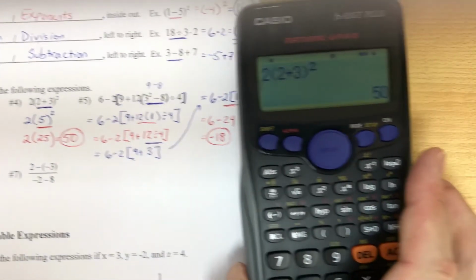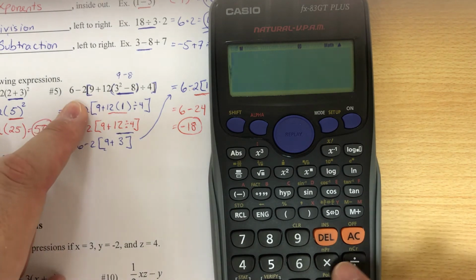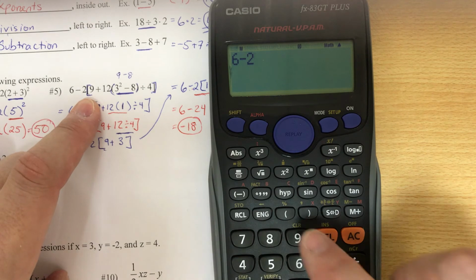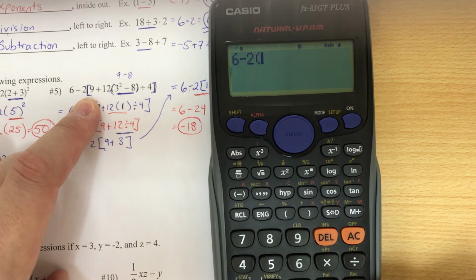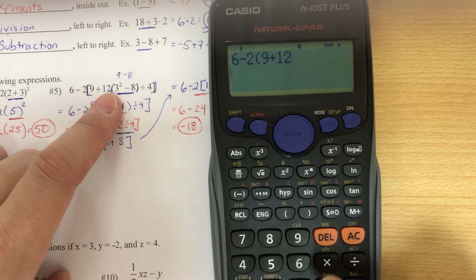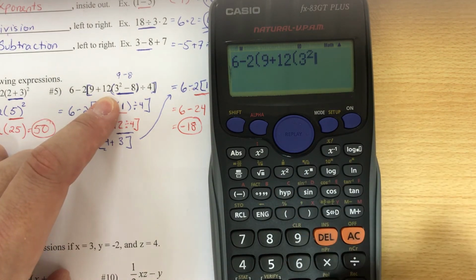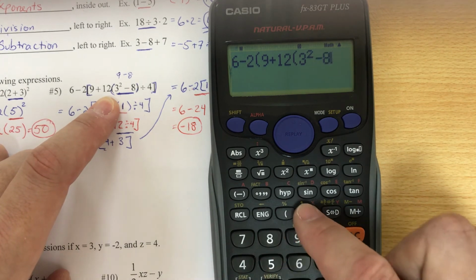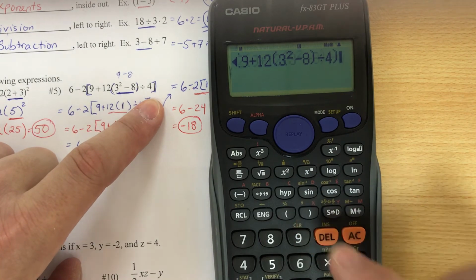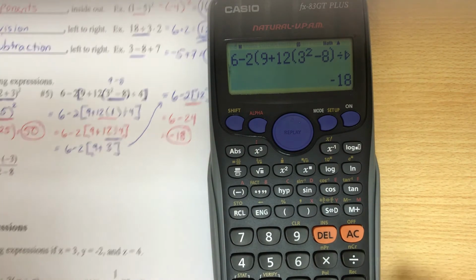Now I'm going to check that. And the nice thing, depending on your calculator, is in this case, I can just type everything the way I see it. I'm going to use just regular parentheses for the brackets. So that's 9 plus 12, parentheses, 3 squared, and then minus 8, close parentheses, divided by 4, close the brackets, and we get negative 18. Okay, so we're looking good.